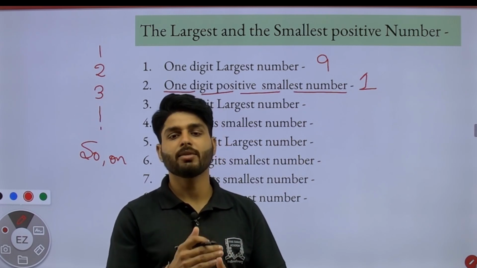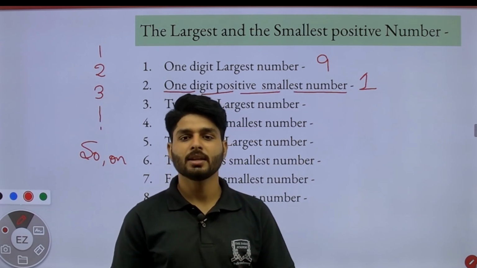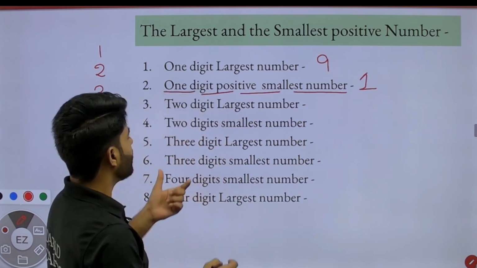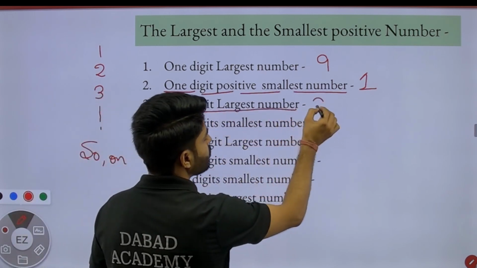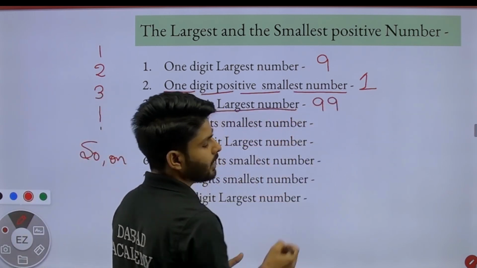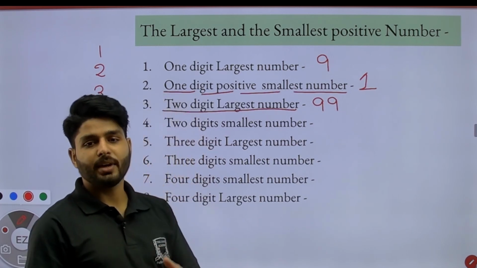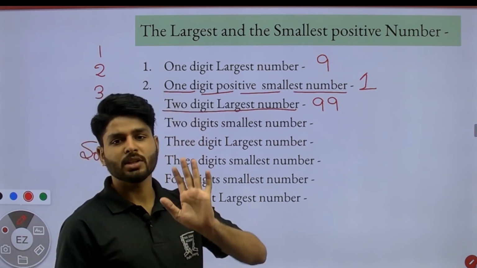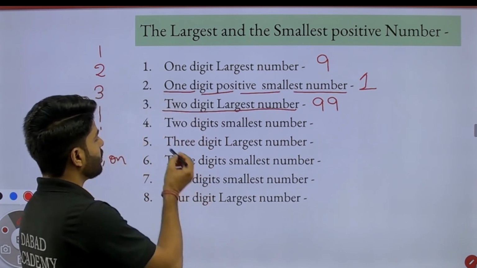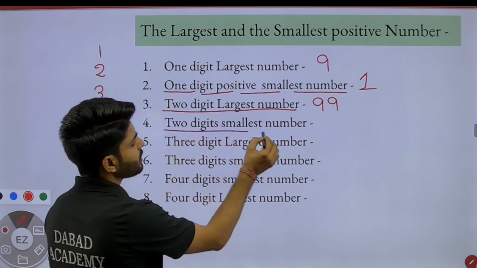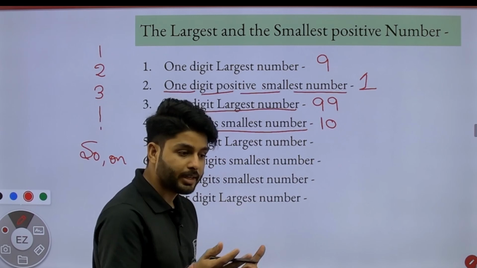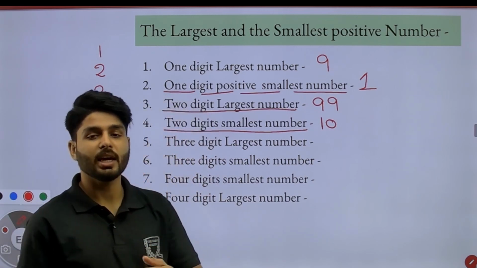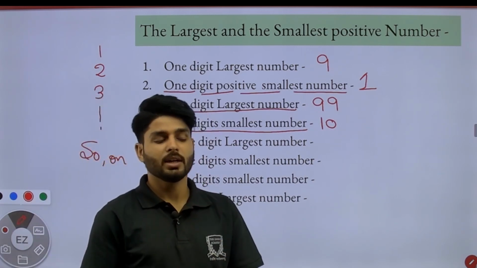If we take the one digit largest number, that is 9. Then we have the two digit largest number, and we already know what the two digit largest number is, 99. After 99 we have 100, and in 100 we have 3 digits. So in question number 4, the 2 digit smallest number is 10, क्योंकि 9 के बाद 10 आता है जो कि सबसे पहली 2 digit नंबर है.